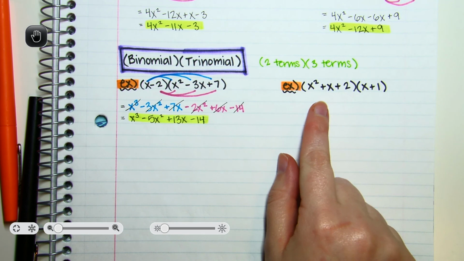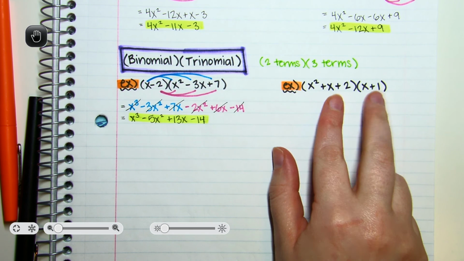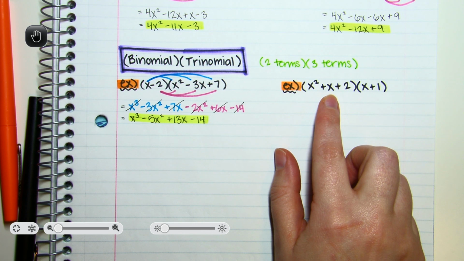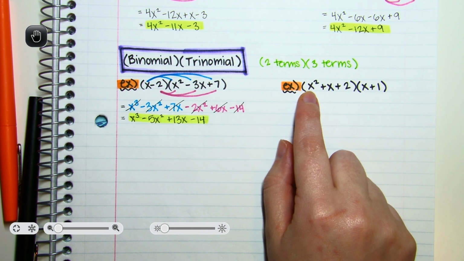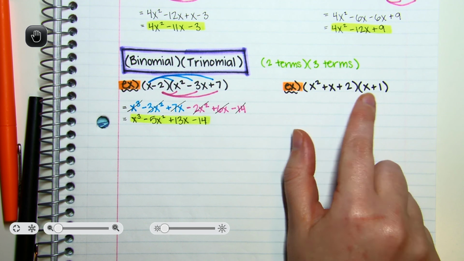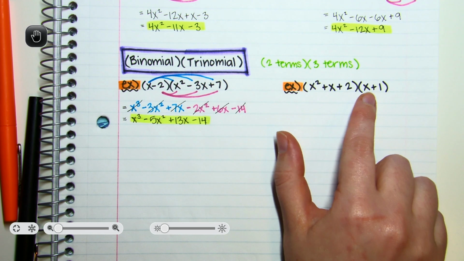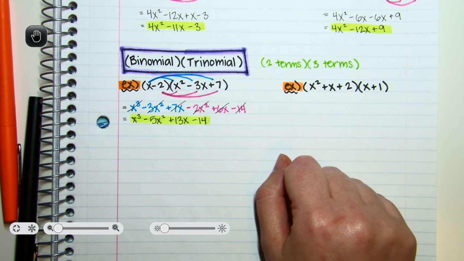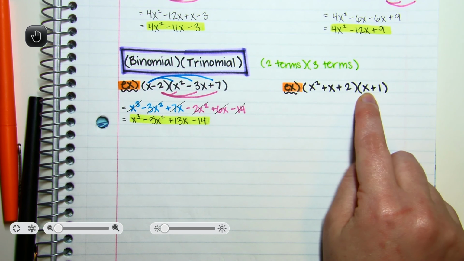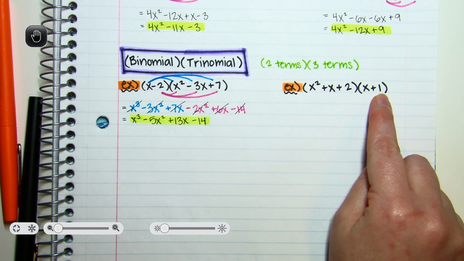All right, now the second example I'm going to do with you, I wrote this the other direction on purpose. I put the trinomial first. So you have two options for how you can do this. You can either distribute the x squared to both of these, the x to both of these, and the 2 to both of those. Or you can do it in reverse. So distribute the x to everything and distribute the 1 to everything.